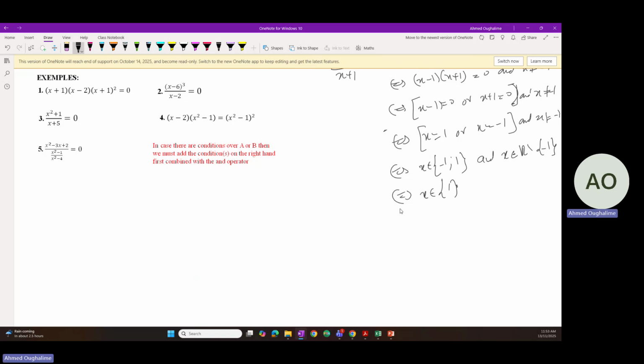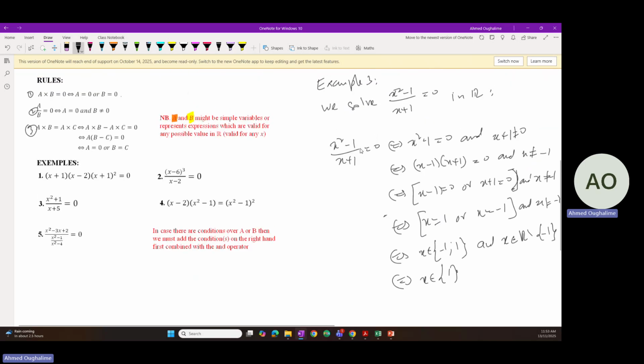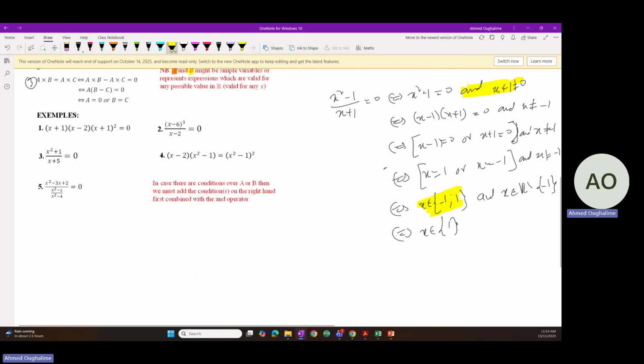That's all. So this is my set of solutions. But if someone makes the mistake and looks only at the top, and misses this condition here, the answer would be this one only, which is completely wrong. So be careful when you apply your properties. Here the solution is x equal to 1. So we have only one possible solution for this equation.